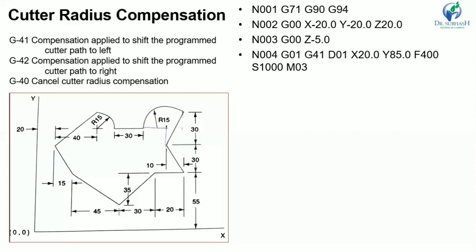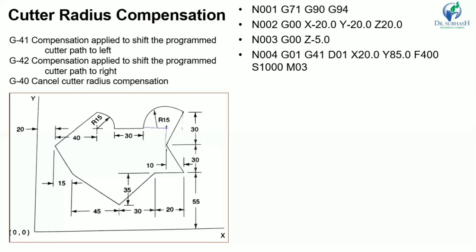G41 means the compensation applied to shift the programmed cutter path to the left. So here we apply G41 and D01, that D01 is the cutter radius compensation, saved under this address D01. It will start from this direction X20, Y85, then feed rate is 400, spindle speed is 1000, and M03, spindle start in clockwise direction.